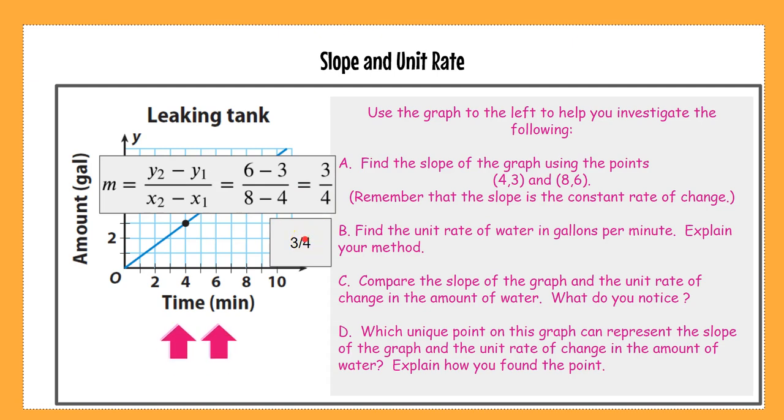And what about that point? What unique point represents this? Well, it's actually (1, 3/4). Even though you can't see that there, that is the point that represents the unit rate and the slope, because that shows us how it's changing for every one.